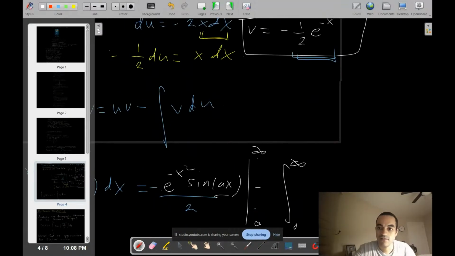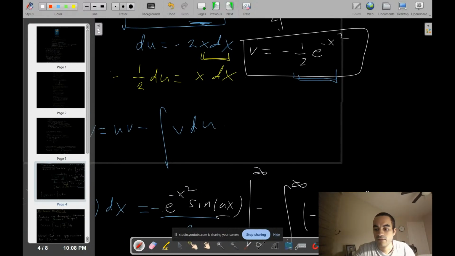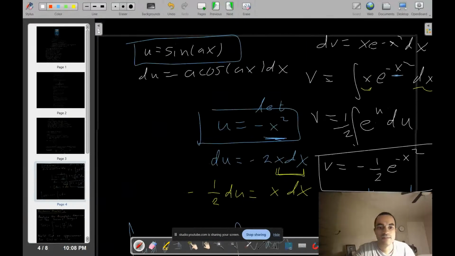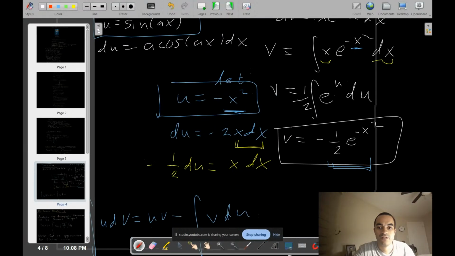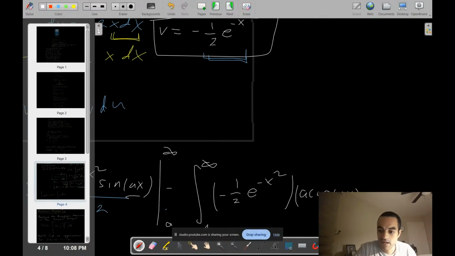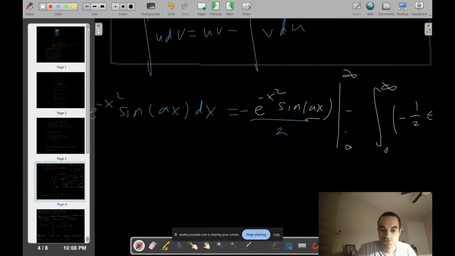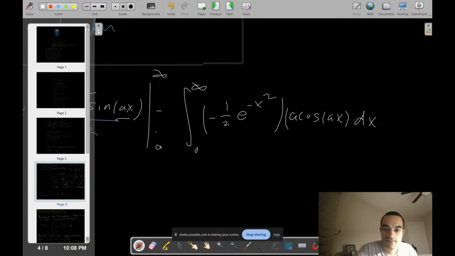So negative 1/2 e to the negative x squared, okay, e to the negative x squared is v, and then du was a cosine of ax dx. It would be a cosine of ax dx. Okay, so this is what we've got right now.